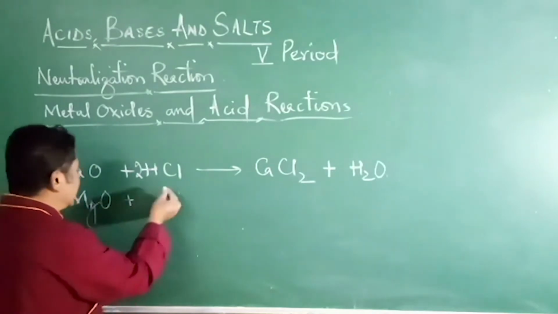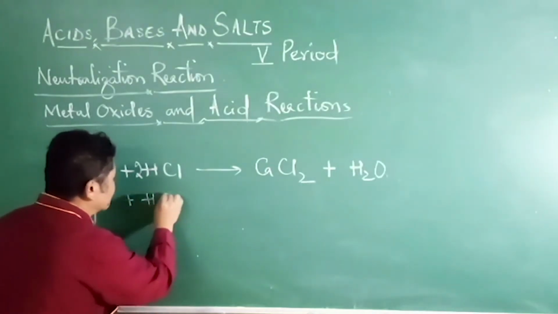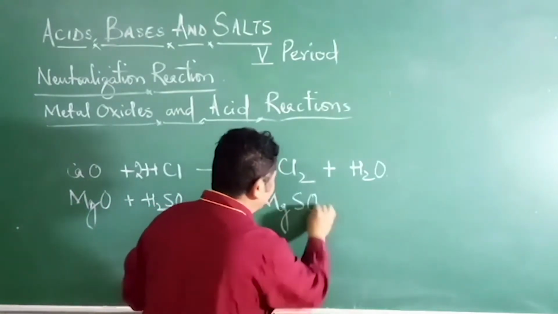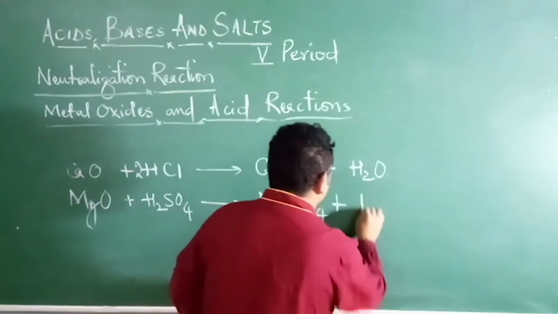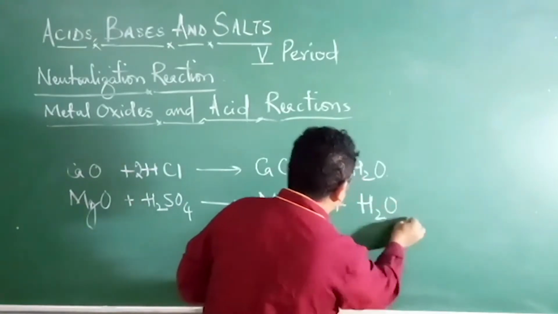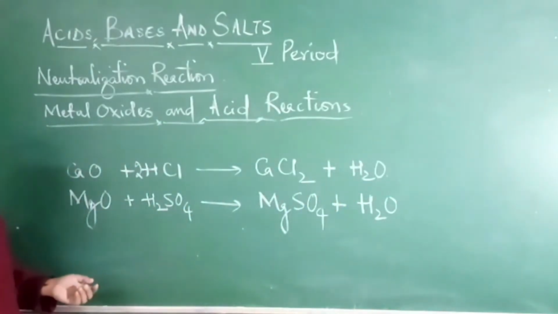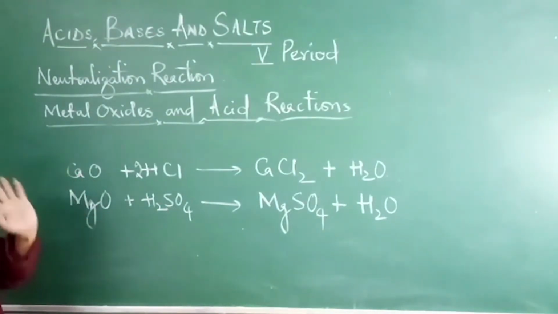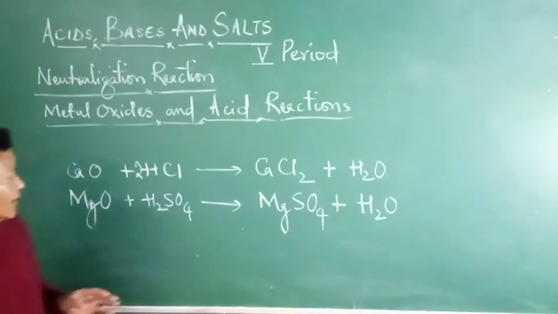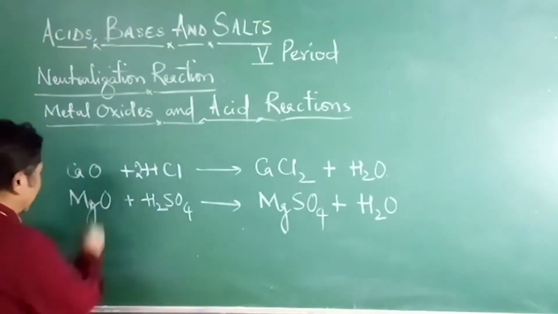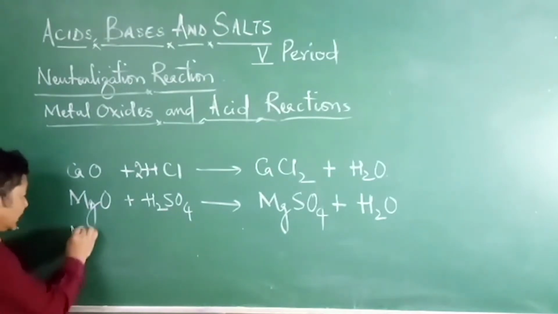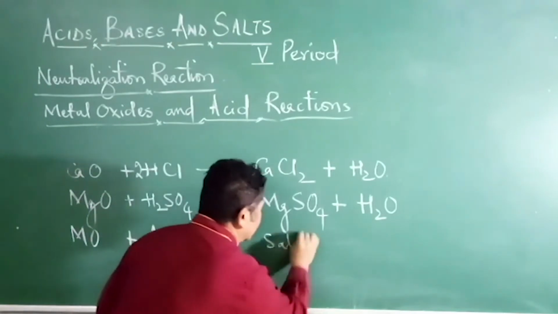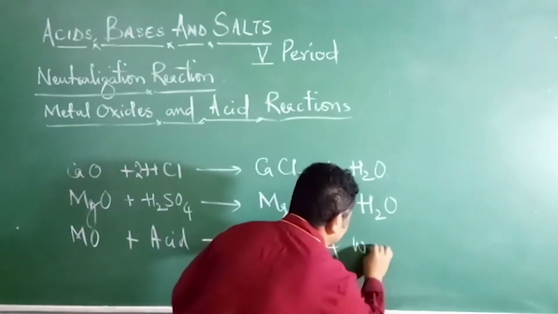Okay, then magnesium oxide with sulfuric acid reaction gives magnesium sulfate and water. Sulfate, hydrogen, oxygen, okay, the equation is balanced. Now here, salt: the metal oxide reacts with acid to form salt and water.